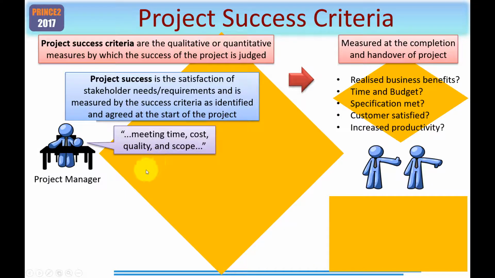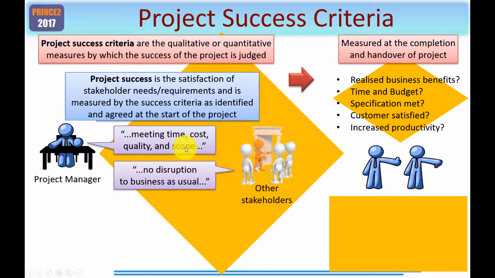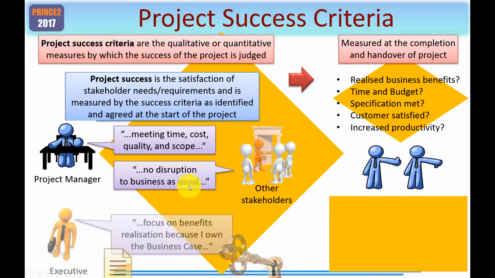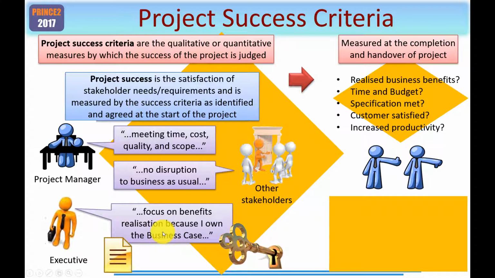If you ask the project manager, he or she would probably say, oh well, it's meeting time, cost, quality and scope, etc. And that's fair and reasonable. Whereas if you ask, for example, other stakeholders, they might say that project success is no disruption to business as usual as the project delivers the change. Yet again, if you ask the executive of the project board, they would most likely be focusing on benefits realization because, of course, they own the business case.